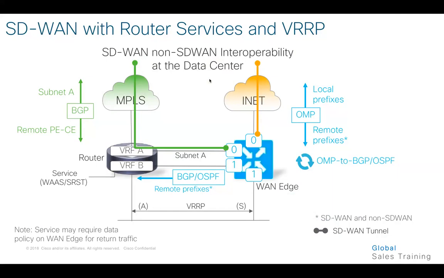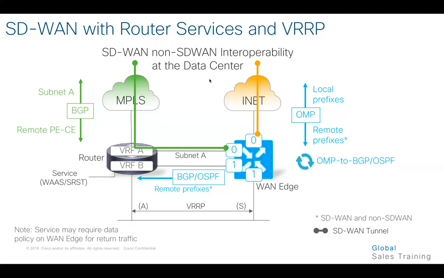But with this solution, what I'm talking about here is I'm going to make this router, which is on the right side, which is the router supporting SRST or WAAS, an active router. I'm going to send all my traffic to him, and that traffic is going to land in VRF-B. It's going to leverage the SRST or WAAS, and then the traffic is going to come back on the router which is on SD-WAN, and from that will be tunneled through the MPLS or through the internet.